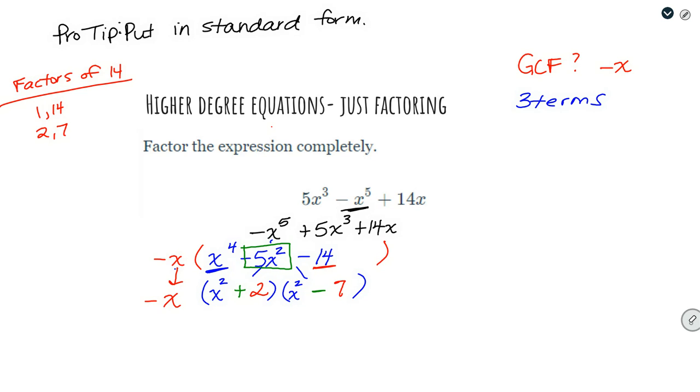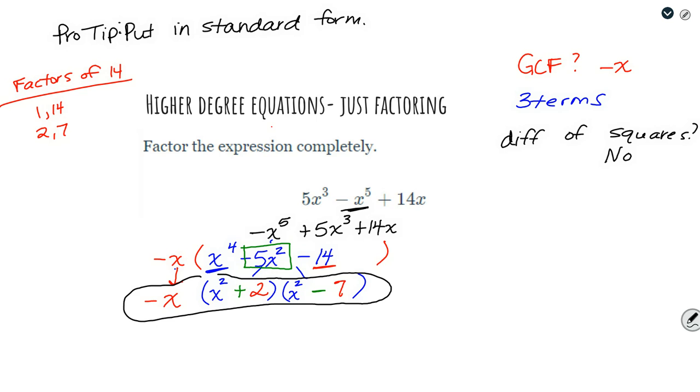Now, can I factor any further? Are there any difference of squares? That means I need 2 perfect squares being subtracted. Well, this is 2 terms. I have a perfect square, but I have a plus sign. That's not a minus sign, so not here. Then I have a perfect square, a minus sign, but 7 is not a perfect square. So no, I don't have any more difference of squares. And now we're finished. So this is what I would type in as my answer.